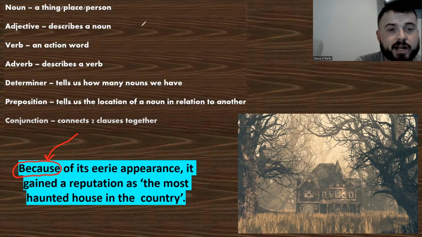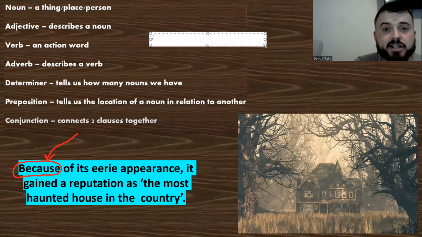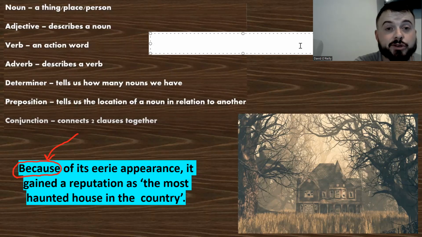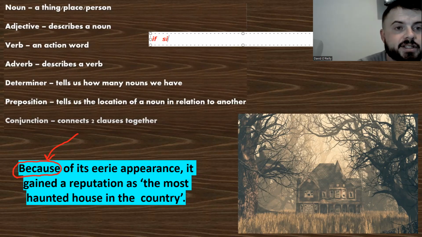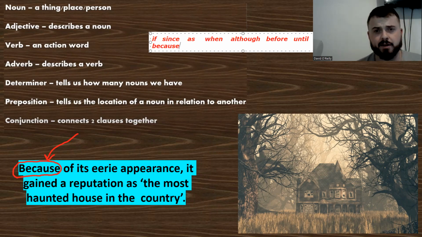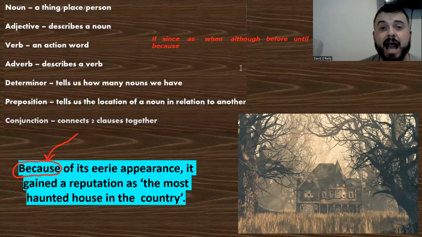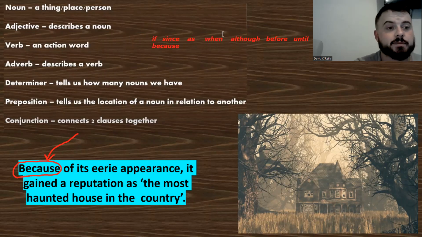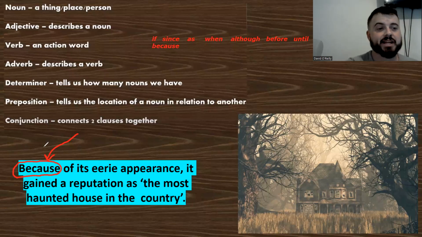Okay, so what I'm going to do really quickly is write down some subordinating conjunctions on the screen. These are conjunctions we can use to begin sentences. So we've got if, since, as, when, although, before, until, because. I think I'm missing one. We've got enough there. Okay, all of these conjunctions are subordinating conjunctions that you can begin sentences with. You absolutely can. There is no rule that you can't begin a sentence with a subordinating conjunction. Ignore it, okay? You can begin a sentence with because.